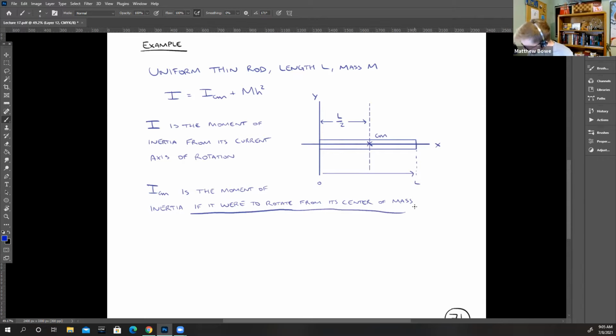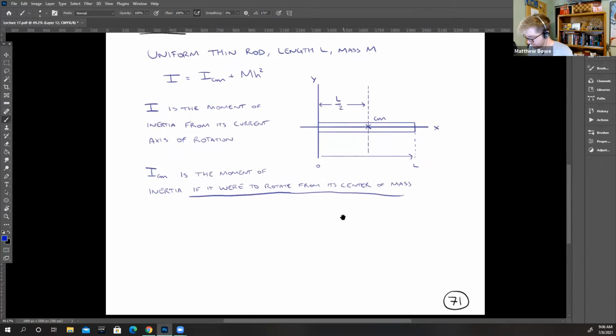So that means if it were to rotate around this dotted line I drew. Maybe we already know that, maybe we don't. In this case, we don't know that value. We want to actually solve that at this point. So we have that equation.